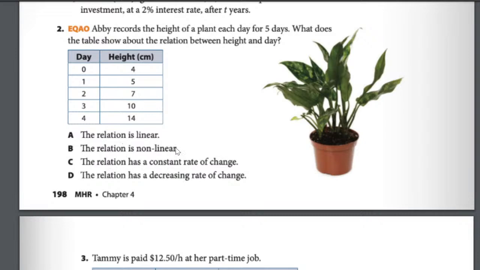So the question then becomes, is it linear or non-linear? And because it's not a constant rate of change, and it's a different rate of change every day, it can't be a linear equation. A linear equation has to have a constant rate of change. It has to go up by the same amount each day, or each time, in this case days, but every step has to be the same size. In this case, it's getting bigger and bigger and bigger each time. So it's not constant. Thus, the answer to 2 is B.